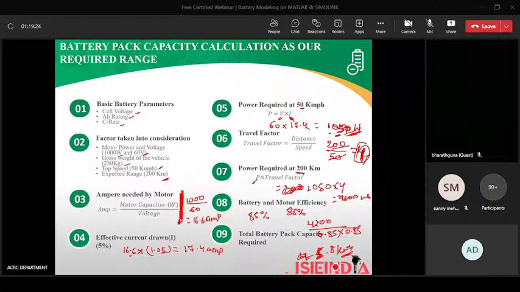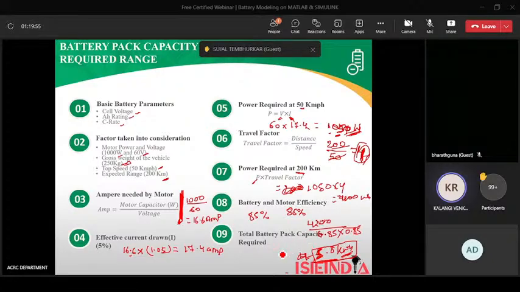So I think you are clear with it. Does anyone have a doubt in this calculation? So this much battery pack capacity I require for this vehicle, for a vehicle of this weight and the speed of 50. Does anyone have a doubt? We can leave or we can proceed.